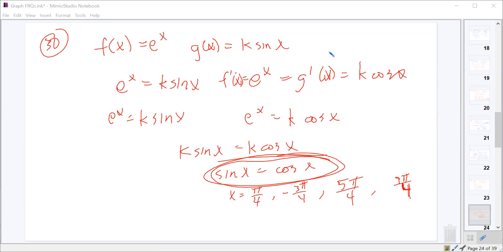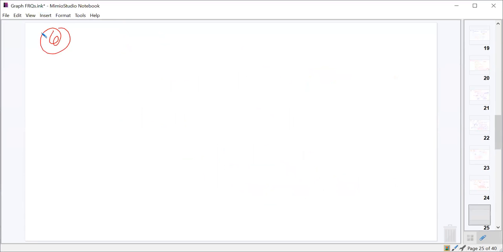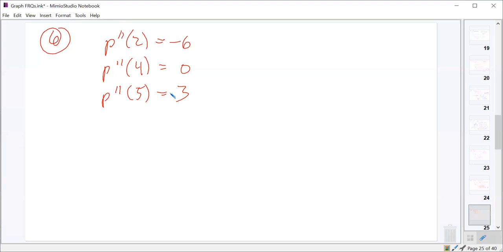So for number 6, we are looking at polynomial function p. We're given p double prime of 2 is negative 6, p double prime of 4 is 0, and p double prime of 5 is 3. We want to know which of these must be true. Okay, so first off, it says that p has an inflection point at x equals 4.